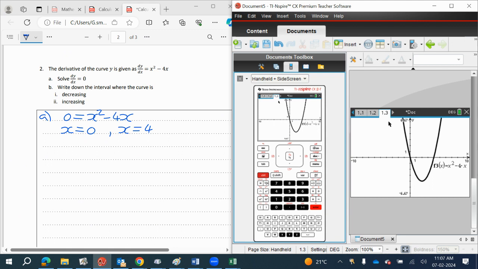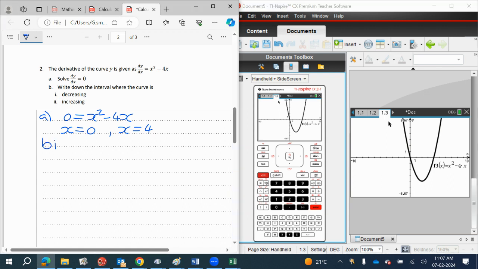When is the derivative negative? From 0 to 4. If the derivative is negative, is the function increasing or decreasing? From 0 less than x less than 4, we can see on the derivative's graph that the function is decreasing.